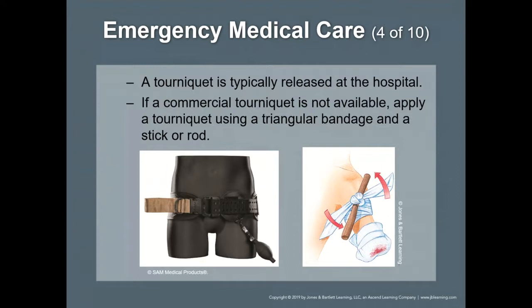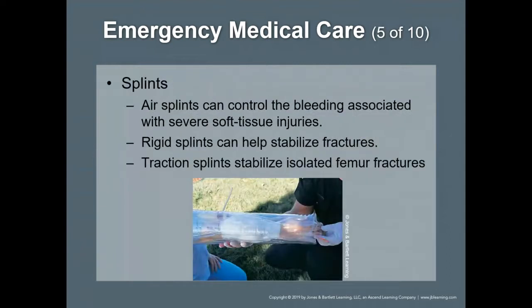So you typically are not going to release a tourniquet before you get to the hospital. It's going to be released at the hospital. If you don't have a commercial tourniquet available, you can use a triangular bandage. You see there how they tied a bandage around the arm above the site of the injury, tied a stick or windlass in place, and you're going to twist that and twist that and twist that until there's no set number of times. You're going to continue to turn it until the hemorrhage has subsided.